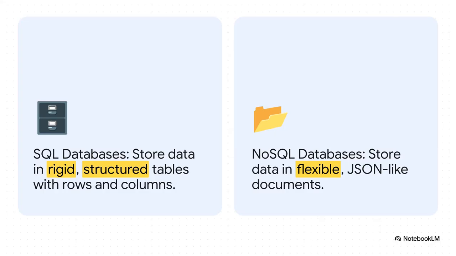Okay, so we're getting and sending data, but where is this data actually stored? In a database, of course. And there are really two main flavors. You've got your SQL databases, which are super structured. Think of a perfectly organized filing cabinet with neat little rows and columns. Then you have NoSQL databases. These are more like a pile of flexible documents in a folder. They're way less rigid. And interestingly, they store data in a format that looks almost identical to the JavaScript objects we've been using all along.